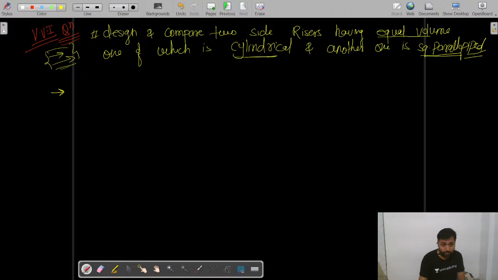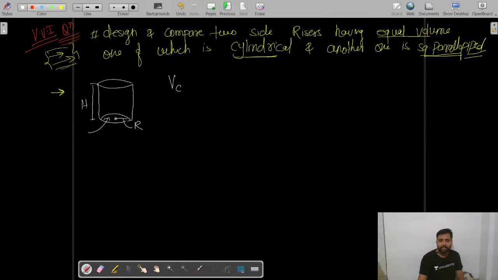First, you see how to solve this question, how to compare this. The first riser that you have is cylindrical. Let us say this cylindrical riser has radius r and height, let us say, h. What will be the volume of this riser?